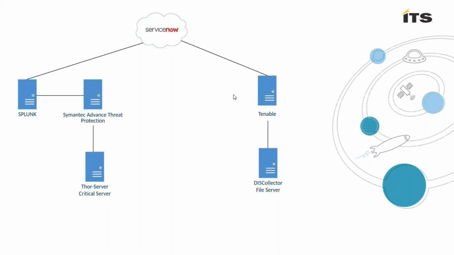I also have, on the security incident side, a device that I called Thor server, and it's a critical server in my environment. This Thor server has a tool running on it called Advanced Threat Protection, and I've loaded it up full of threats. This tool is sending those events to my Splunk instance, or my SIEM.